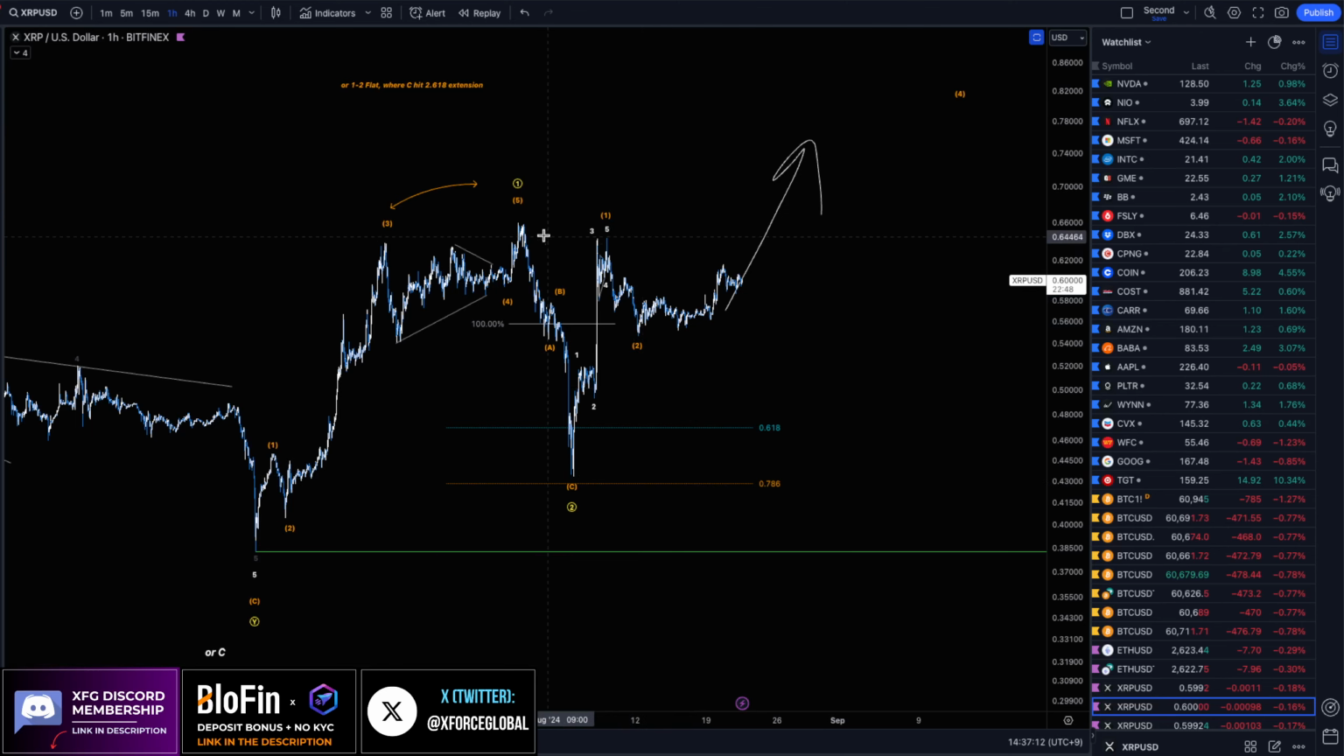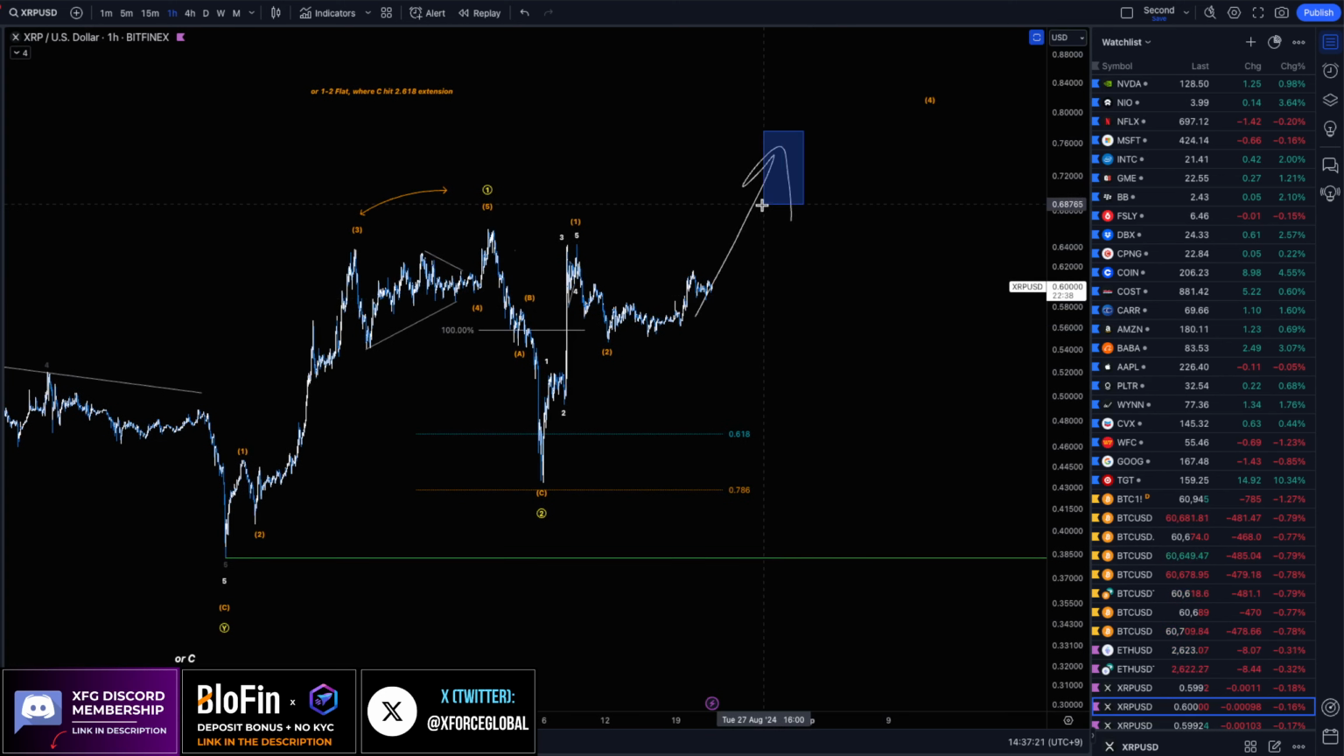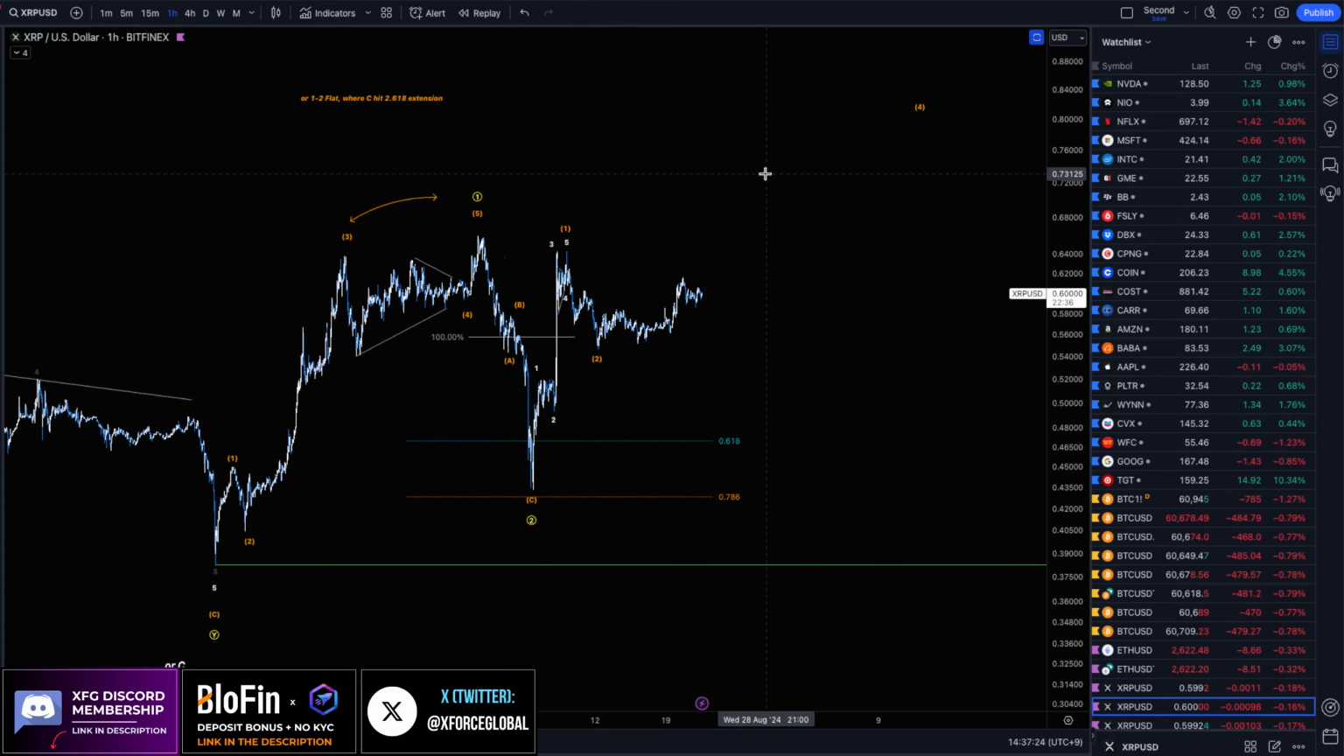So either way, if you're seeing this as an expanded flat 1-2 or having the wave 1-2 and having this as a sharp ABC, absolutely fine. Doesn't really matter. Now, what is important is going to be the continuation, right? We're still looking for signs of continuation.